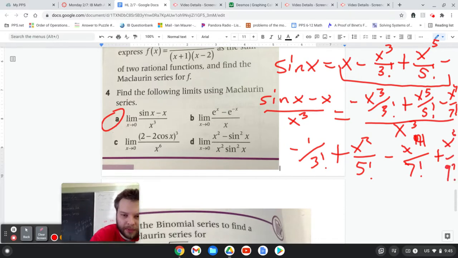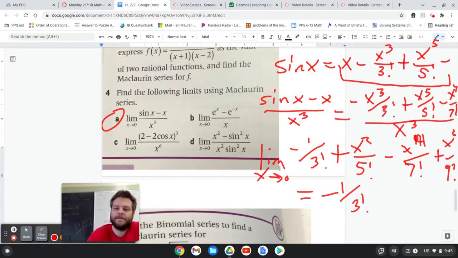And I'm going to take from the problem the limit as x approaches 0. So really all of those other terms are irrelevant beyond the first term, and we end up with negative 1 over 3 factorial, which is the same as negative 1/6.